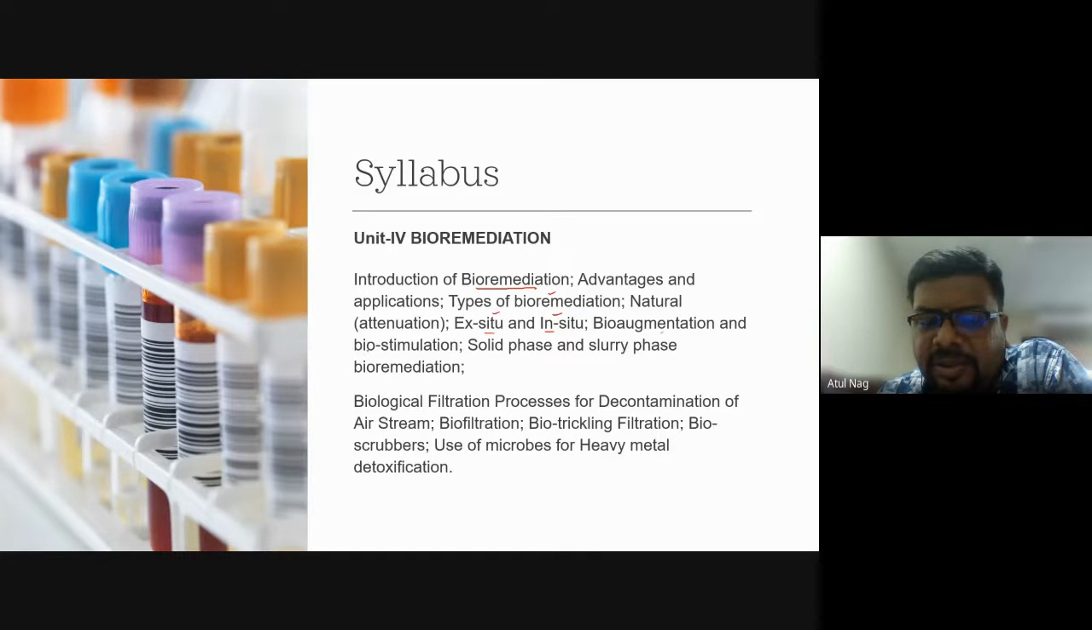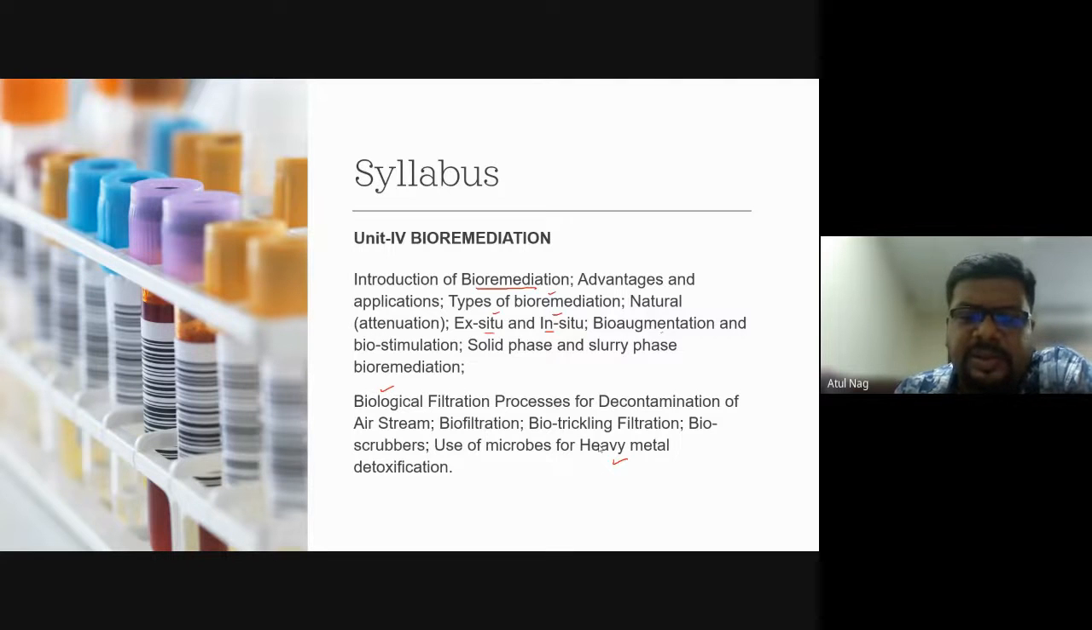And then another method we will also look at is biological filtration. So how air can be filtered, water can be filtered, and how microbes can be used for heavy metal detoxification. Heavy metals are particular metals that are classified as heavy metals in the periodic table, which you study in chemistry. So we'll talk about microorganisms that will be able to remove these heavy metals from the environment.